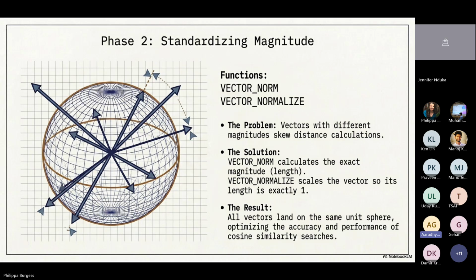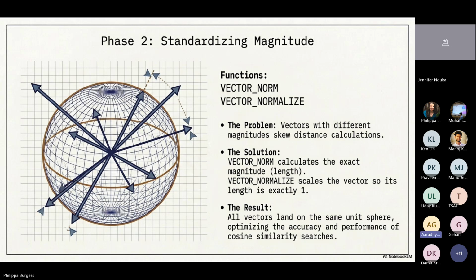So let's look more into vector normalize. Think of it like taking a collection of arrows of all different lengths and cutting or stretching them so they are all exactly 1 meter long, without changing where they are pointing. By applying vector normalize over vector columns during the ingestion phase, we eliminate magnitude as a variable entirely, and every single piece of data in our database is now on a level playing field.